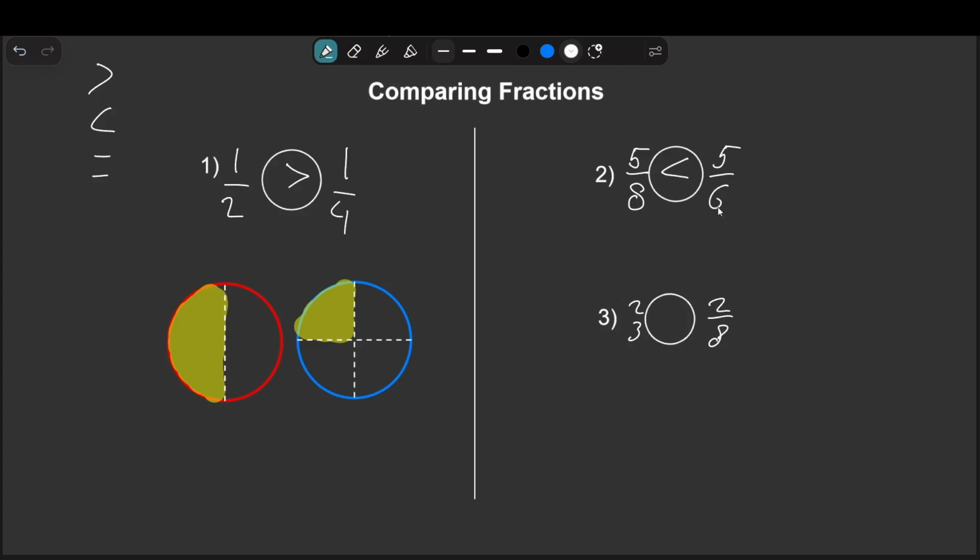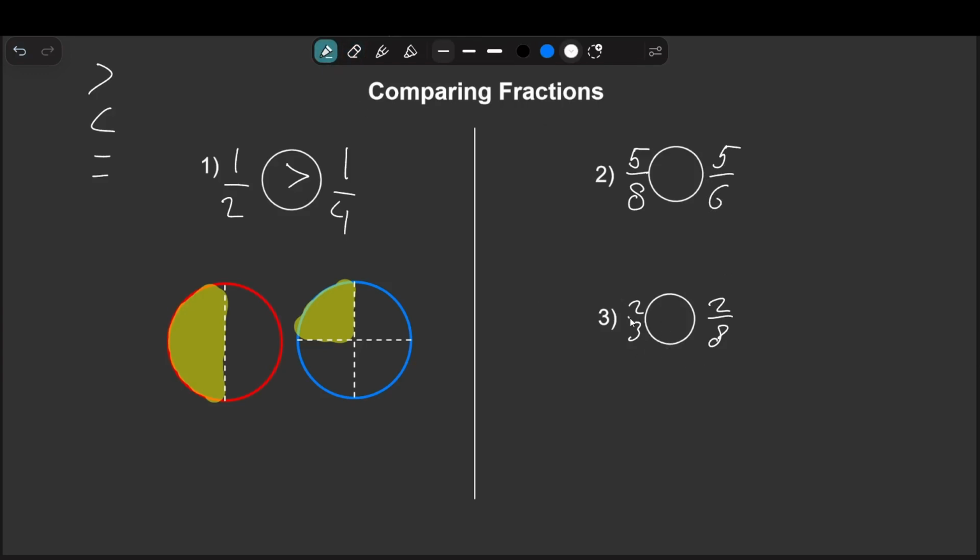So, if comparing denominators, the one with the smaller number is greater than the one with the bigger number. If this was turned around, it wouldn't be this symbol, it would be this symbol, because then this one is larger than this one. But in this case, it is less than, because the bigger number is on the left and the smaller number is on the right.